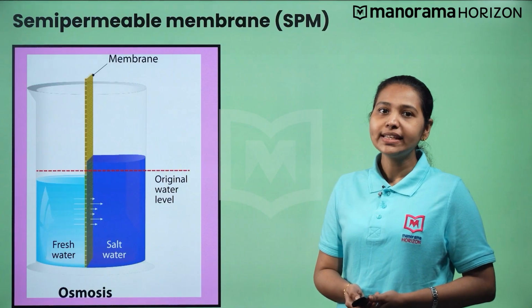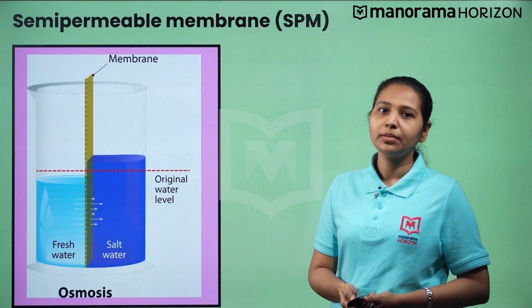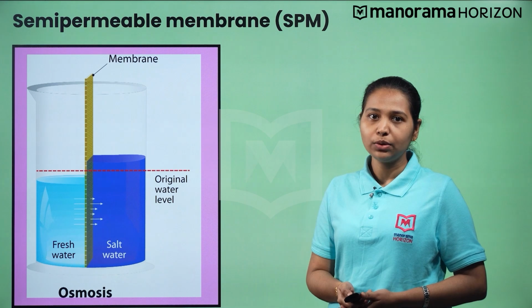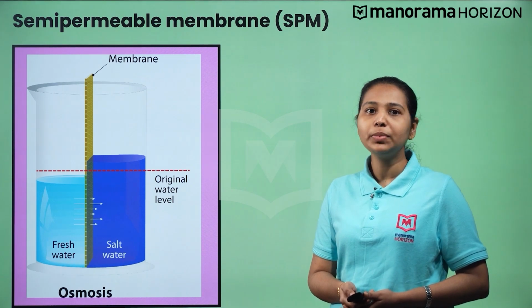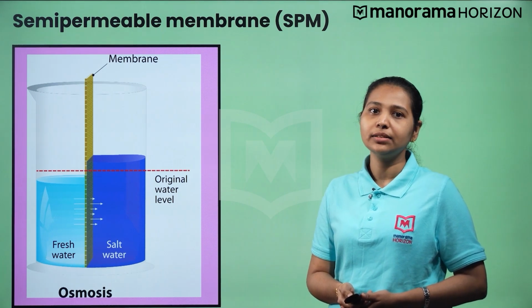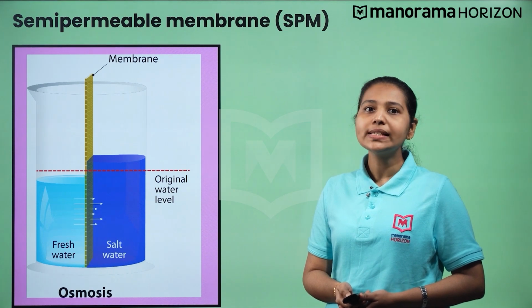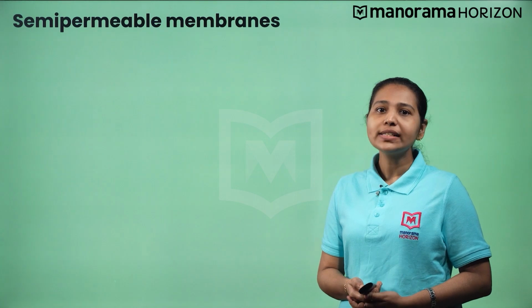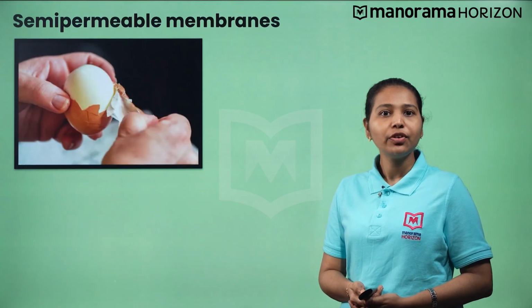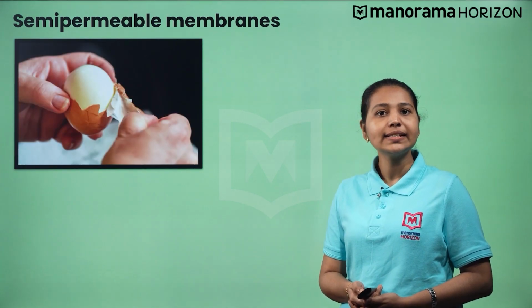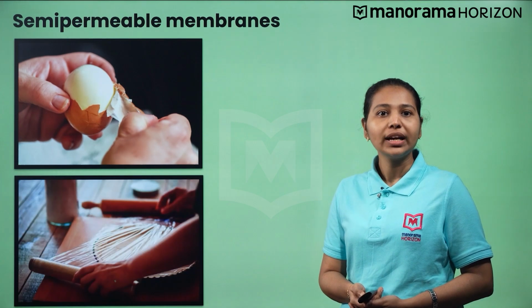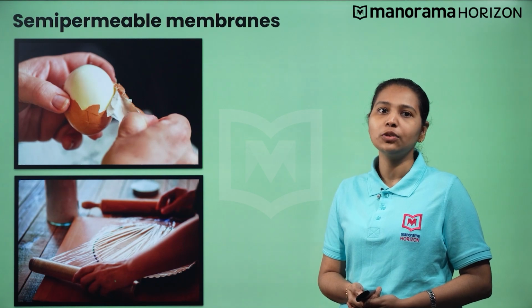First of all, we'll see what semi-permeable membranes are. These are membranes which allow the passage of small molecules like water. However, the passage of bigger solute molecules is hindered. Such membranes are called semi-permeable membranes. These membranes could be of natural or synthetic origin. The membrane found under the shell of an egg is an example of a semi-permeable membrane of natural origin, whereas cellophane is of synthetic origin.